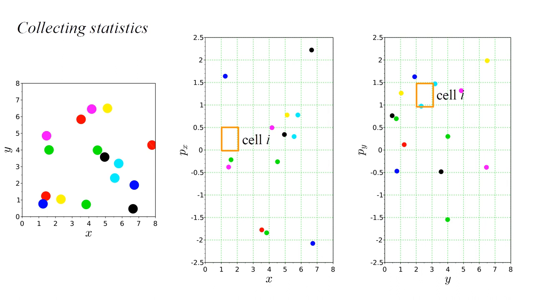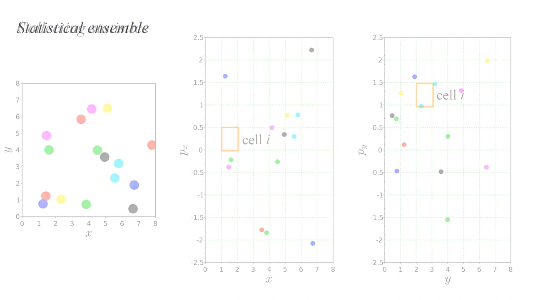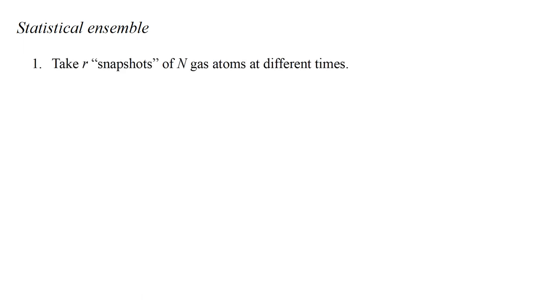In theory, of course, for each snapshot we could track all n atoms and keep statistics for every phase space cell. In any case, the need to collect statistics leads us to consider the idea of a statistical ensemble. We want to gather enough statistics that the resulting occupation frequencies are good estimates of the corresponding occupation probabilities. We can take R snapshots of our N gas atoms at different times, with R as large as needed to get good statistics.